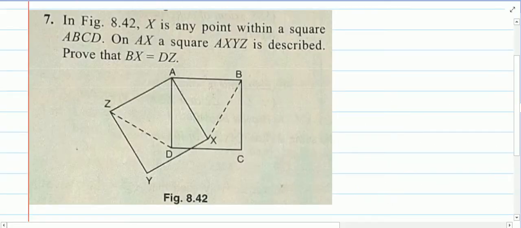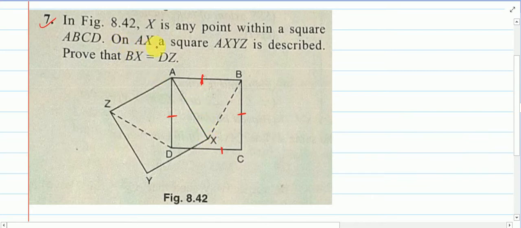Okay, now let us see question number 7. In figure 8.42, X is any point within a square ABCD. So ABCD is a square. That means AB equal to BC equal to CD equal to AD. X is any point within this square.